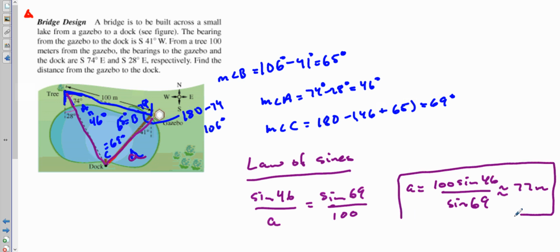And that's how we do that. The key thing whenever you're doing any problems like this is to understand we have parallel lines, use the angles, and find all the angles inside the triangle. That is the secret. Find the angles, use the side, and then use the law of sines to figure this out. I hope this helps you on how to solve similar problems.